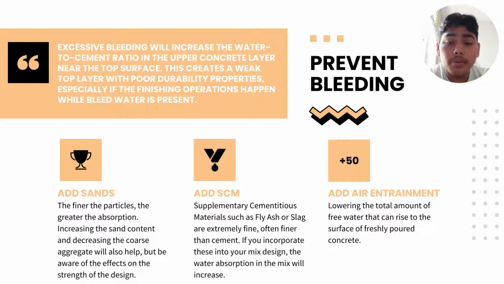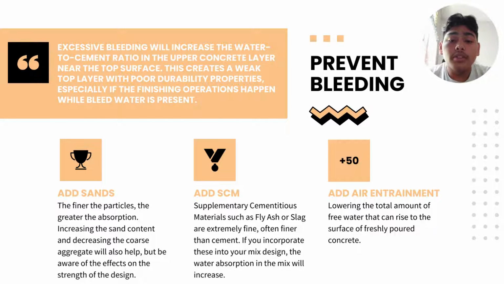Next, add supplementary cementitious materials, SCMs, into your mix. SCMs such as fly ash or slag are extremely fine, often finer than cement. If you incorporate these into your mix design, the water absorption in the mix will increase. SCMs also increase workability, increase strength over time, and lower the cost by supplementing cement.